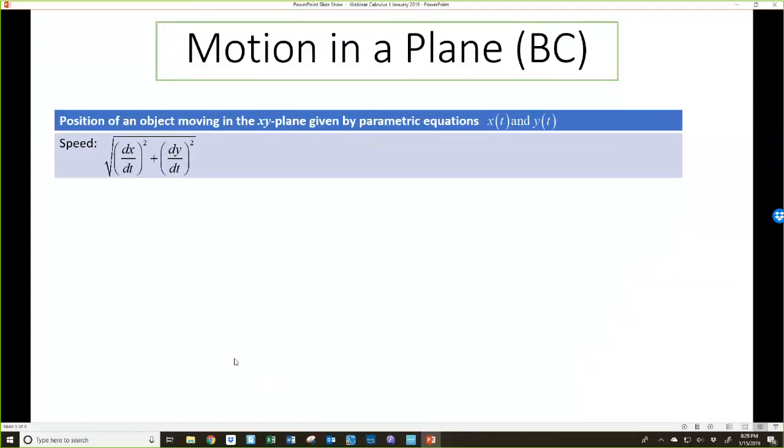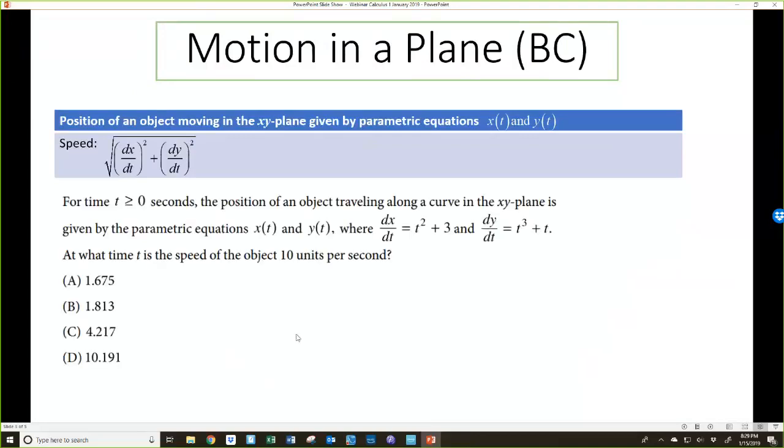And so this is a fairly interesting question. The position of an object moving along a curve in the xy plane is given by 2 parametric equations, x of t and y of t, but we happen to know dx dt and dy dt. We don't ask them for the speed. Instead, we ask for the time at which the speed is 10 units per second.